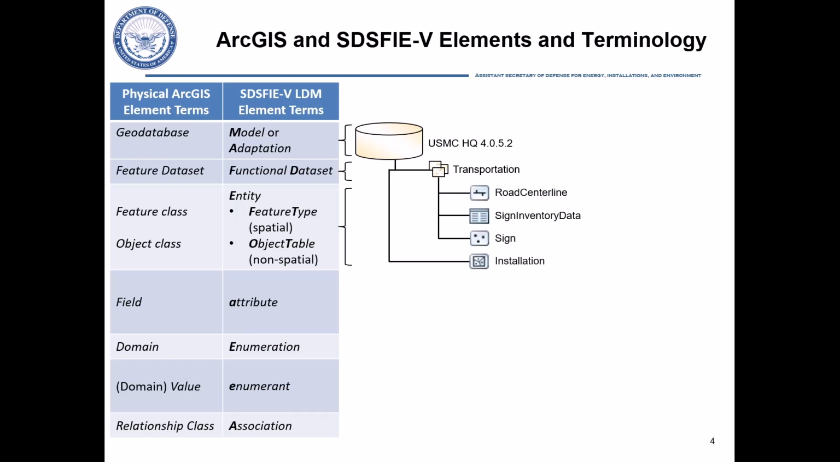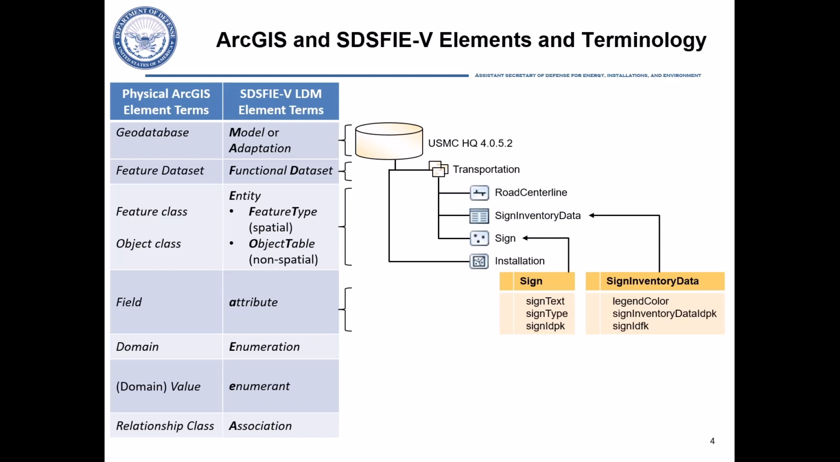In SDSFIE, there are two types of entities. First, feature type represents a set of thematically equivalent features which can be expressed as records, or rows in a feature attribute table, that are linked to a geometric feature that is a point, line, or polygon. Second, object tables define a non-spatial data table that can be linked to one or more feature type records. In an Esri geodatabase, these elements are called feature classes and object classes.